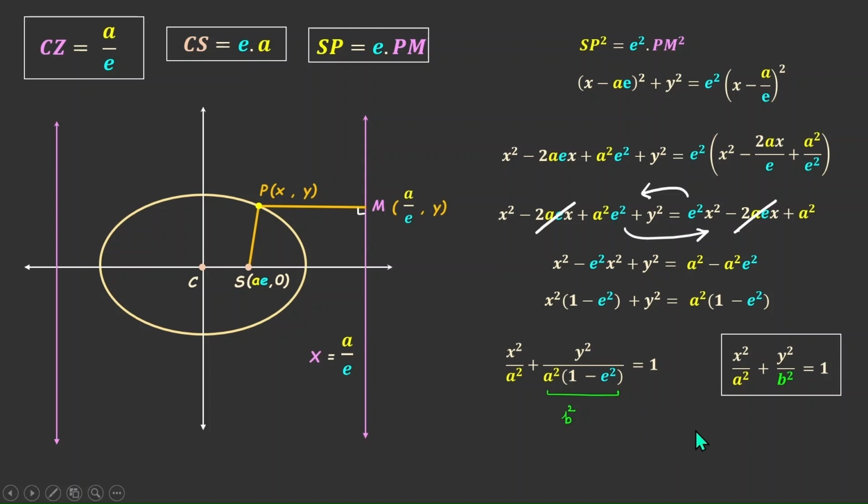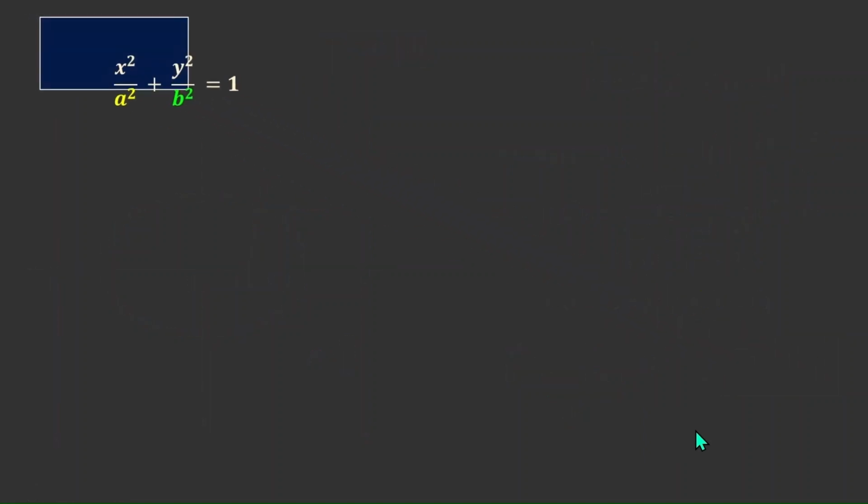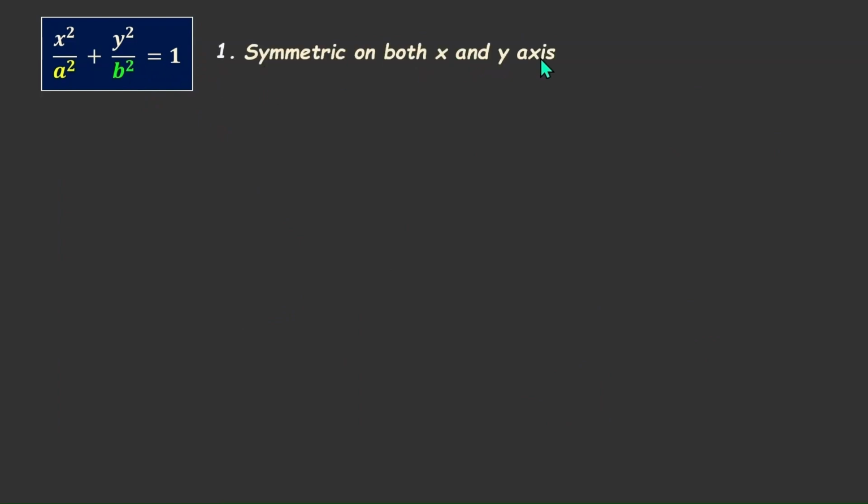So now let's see if we keep this equation of our ellipse here, whether we can get the shape of the ellipse by knowing just this equation. The first thing we notice is that it is a symmetric equation. So it is symmetric on both the x and y axis, which means that the curve would be mirror images on both the x axis and y axis.